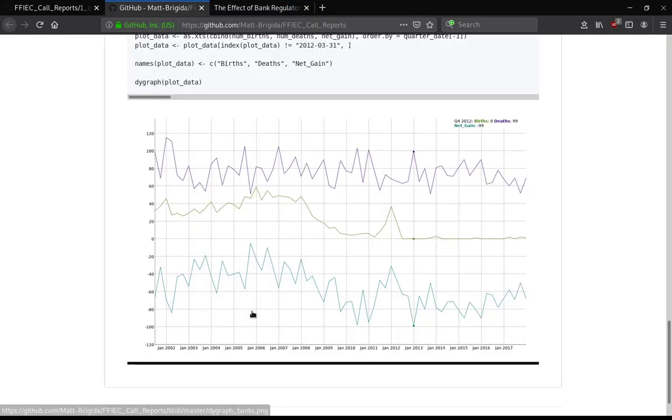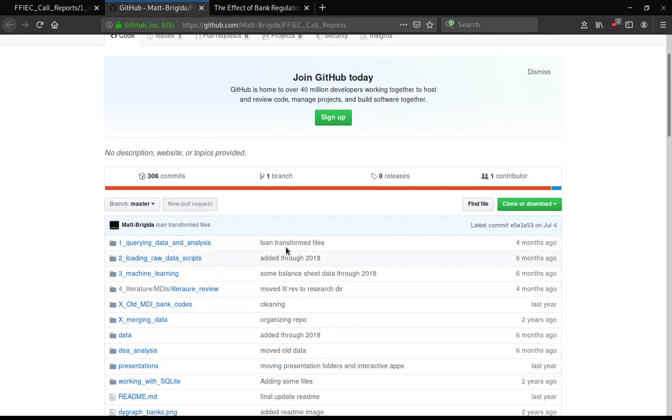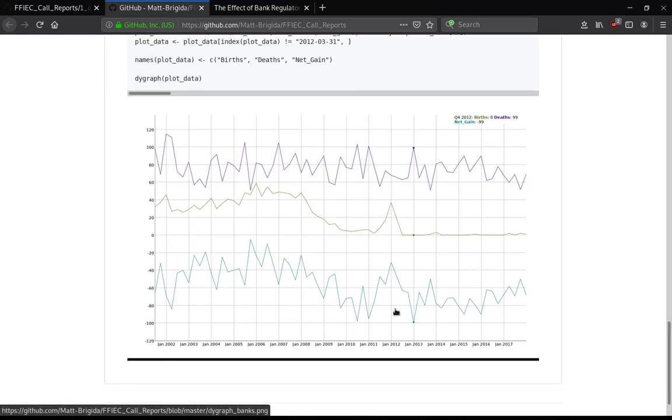I'll show you this chart here. I'm going to refer to this where I have a lot of data sets. But before we go in, just looking at this chart, what you can see is the number of bank deaths. This is a bank that has been acquired or failed. So banks ceasing to exist is this purple line. This greenish orange line is the number of new banks. So this is bank births, and this is the net down here.